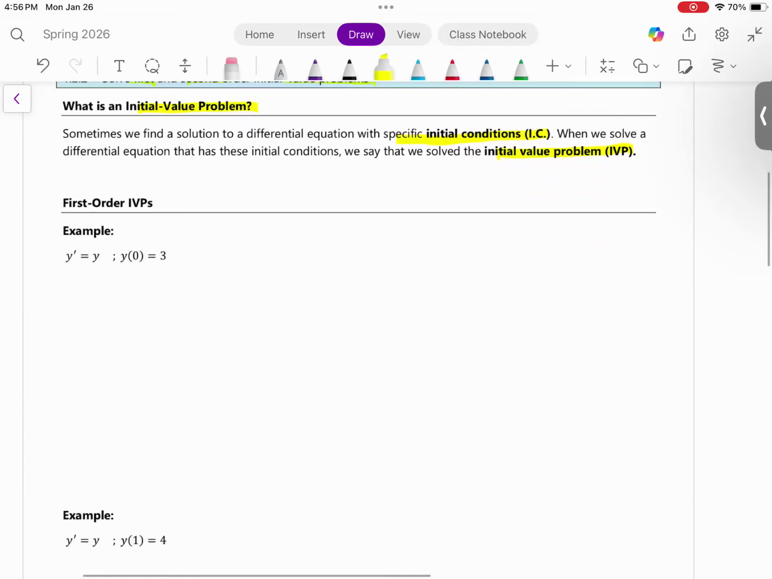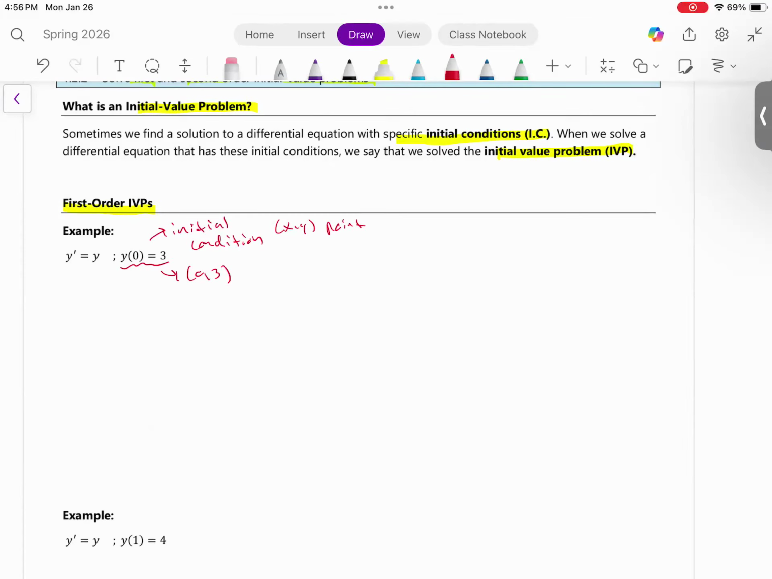So example, we have a first question here. This is a first order IVP, initial value problem. We have y prime equals y, and we have the initial condition y of 0 equals 3, and that's like an x-y coordinate point. It's like saying we have the point (0, 3). So we want to figure out the solution to this IVP.